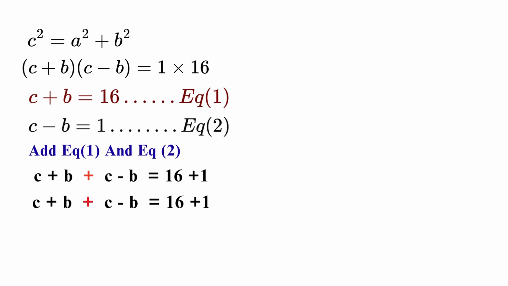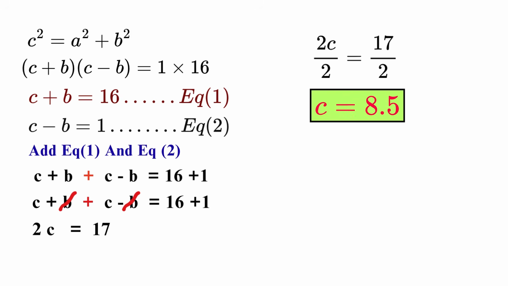Now look what happens on the left side. We have c plus b plus c minus b. This positive b and this negative b cancel each other, leaving us with c plus c, and by adding these, it becomes 2c. Now look at the right side. We add 16 plus 1, and it gives us 17. So we have 2c equals 17. Now, to find c, we simply divide both sides by 2. So c equals 17 divided by 2, which gives us c equals 8.5 units. Great! We have the value of c.